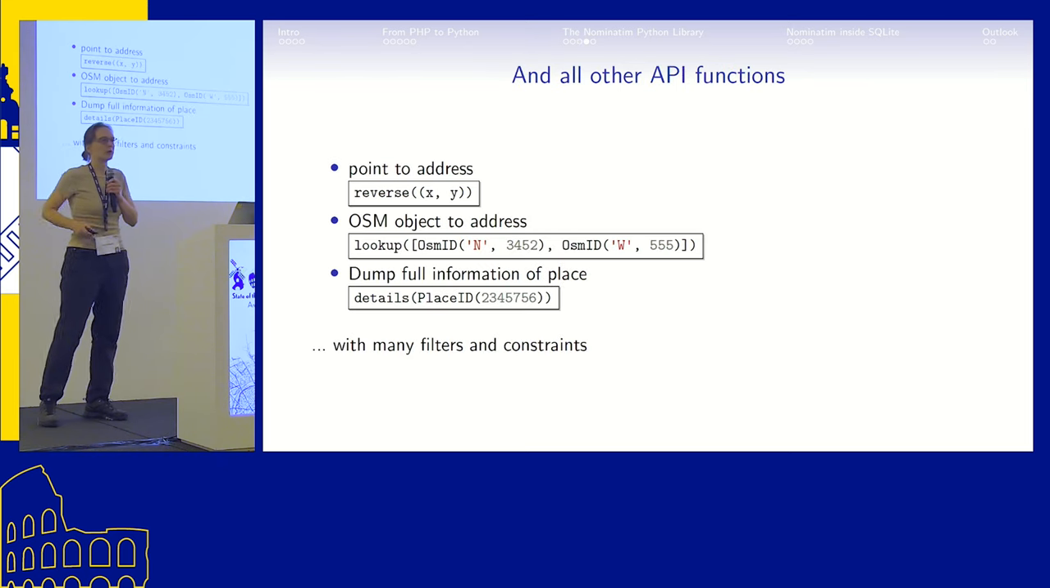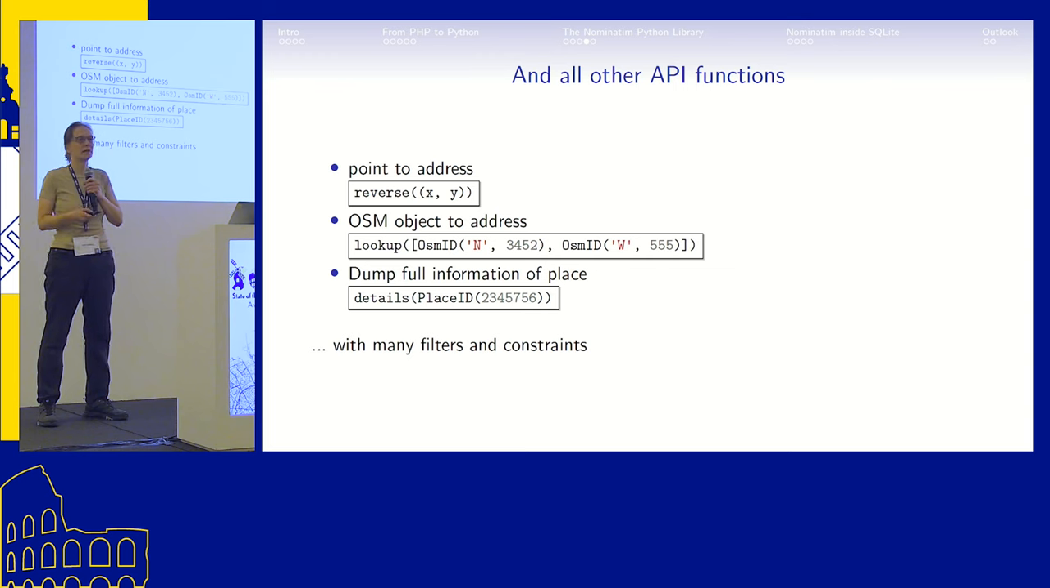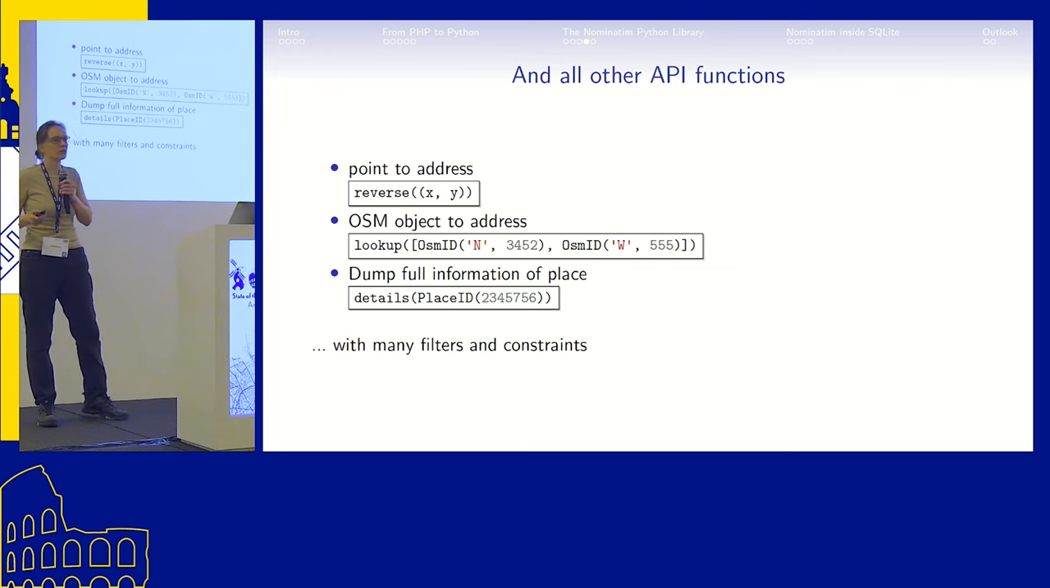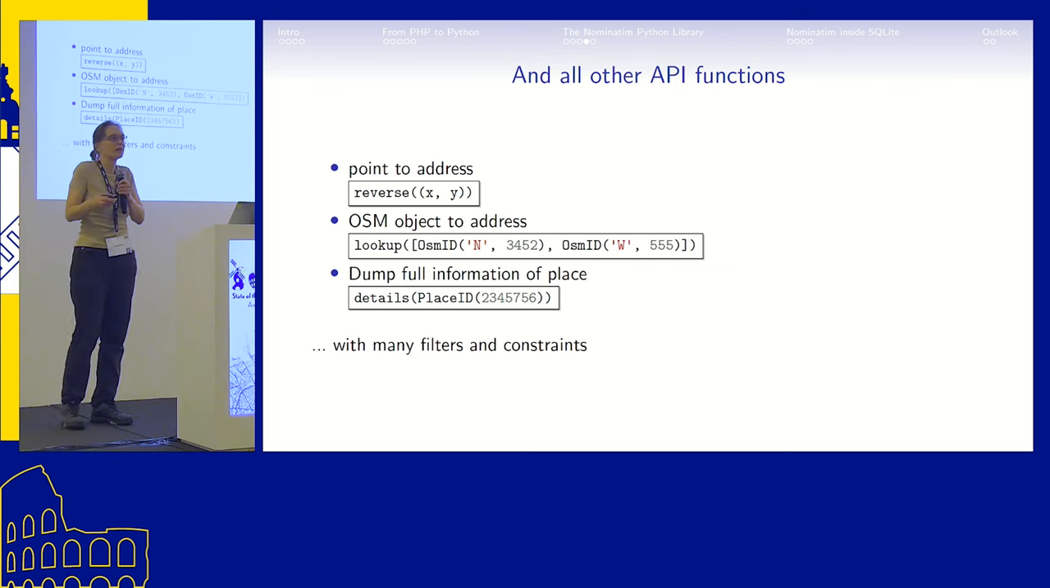And then reverse, we've already talked about. You can do the lookup. If you have an OSM object and want to know, okay, what's the address of this object? You can do this. And you can get just the full information that Nominatim has about an object, which is mostly useful for debugging. But I don't know, maybe you find some more information which you yourself want to use, which you're not allowed to do in the API. The details is really only for viewing. Same filters, same constraints. I'm not going to mention them here.